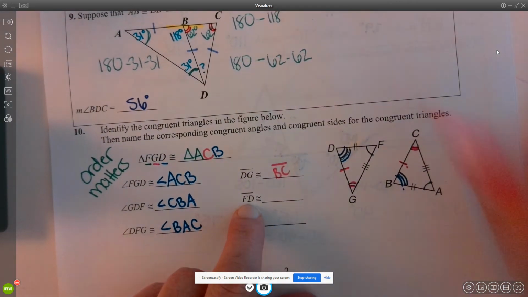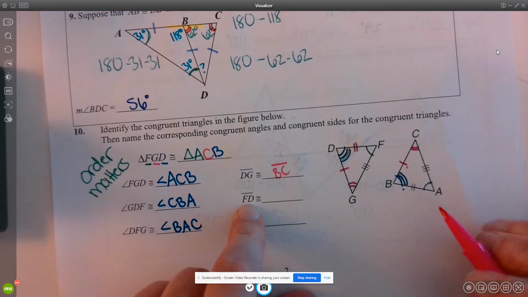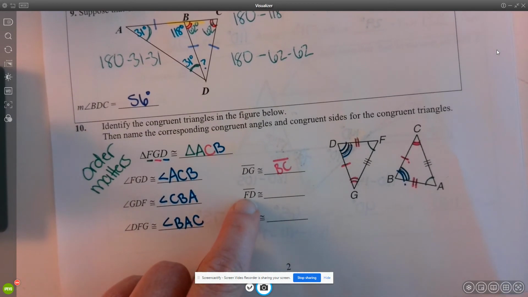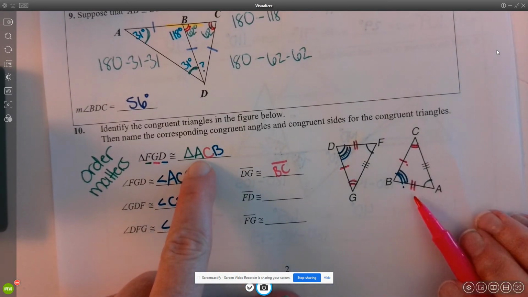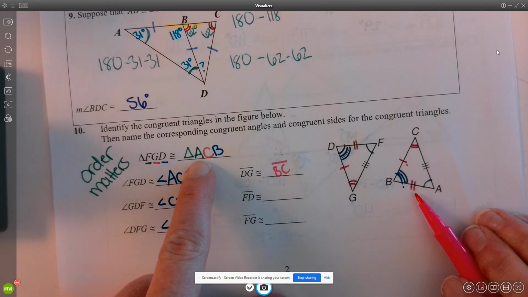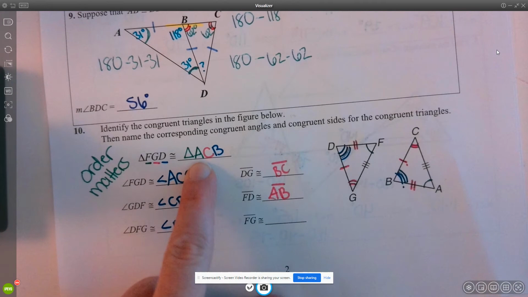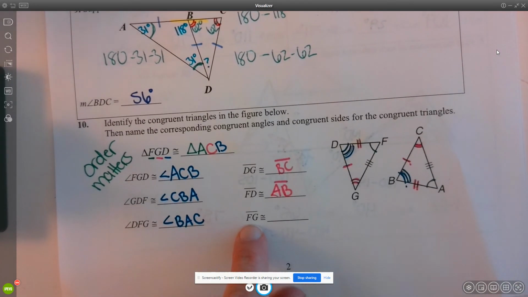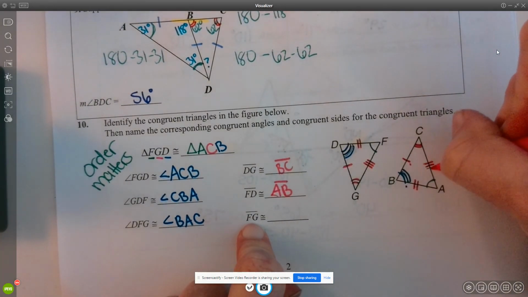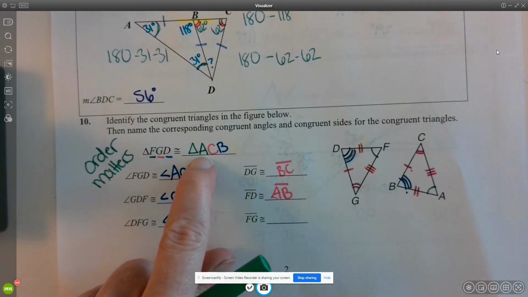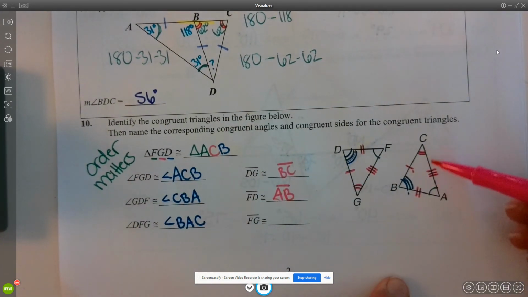Line segment FD has 2 tick marks. It is congruent to this line segment in this triangle. F, which was listed first, matches with A. So I need to make sure I name this line segment AB. Line segment FG is this line segment with 3 tick marks. It is congruent to this side. F was listed first. F matches with A. So I need to name this line segment AC.